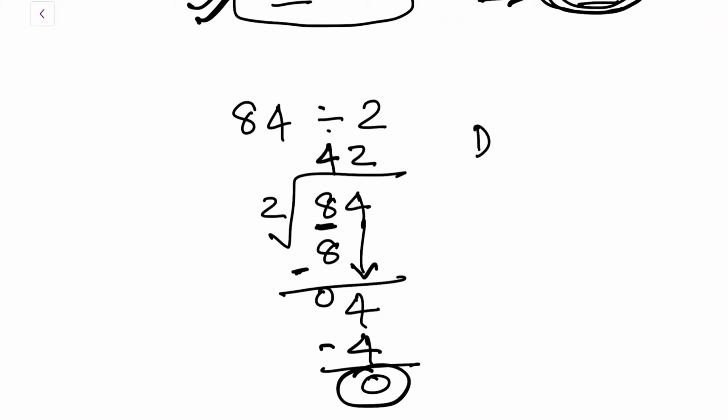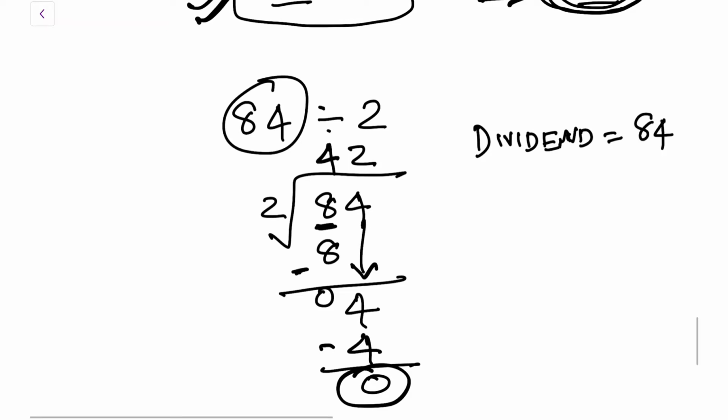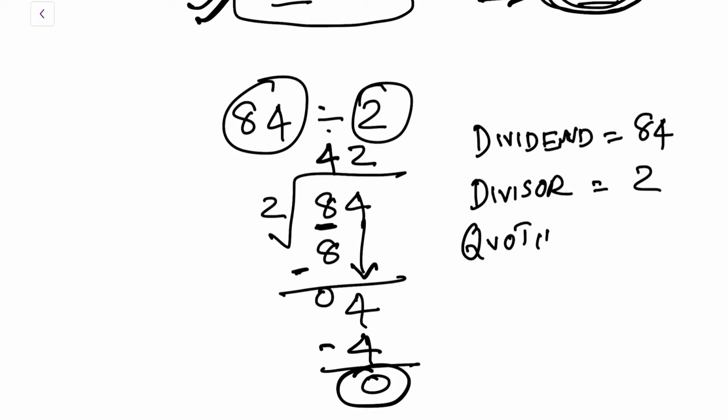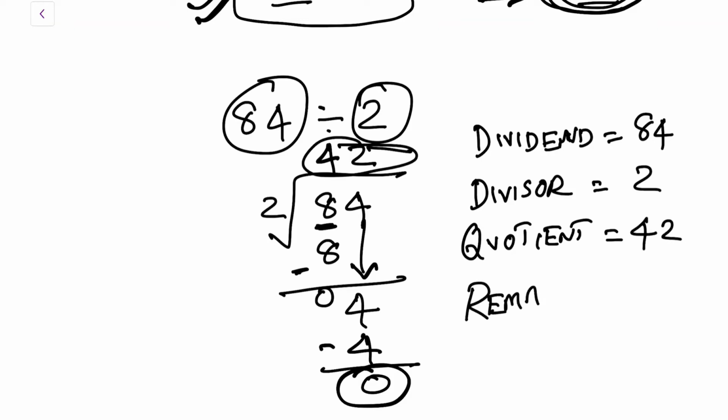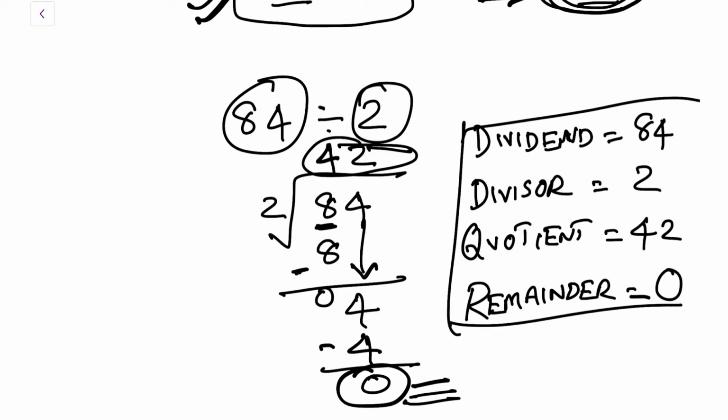Alright, now what is the dividend here? Tell me, what is the dividend? From this thing, what is the dividend? Perfect, it is 84. Very good. And what about the divisor? It is 2. Very good. And what's your quotient here? 42. That's right. This is your quotient, 42. And how about your remainder? What did you get the remainder as? 0. That's it. So this is how you can find dividend, divisor, quotient, remainder for a division expression.